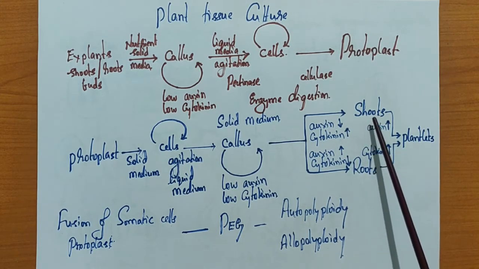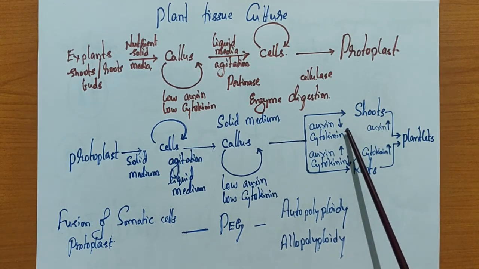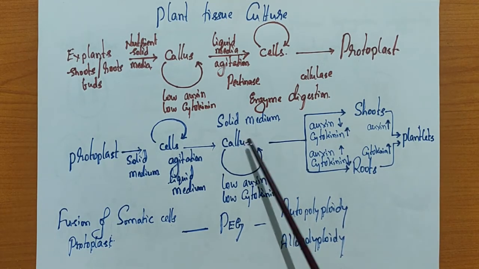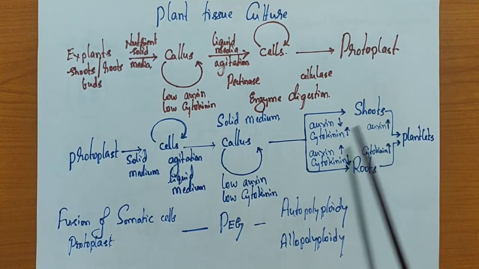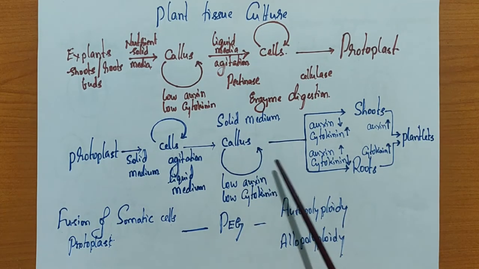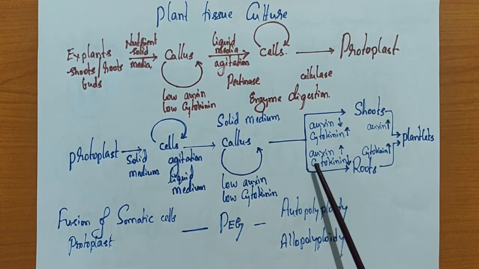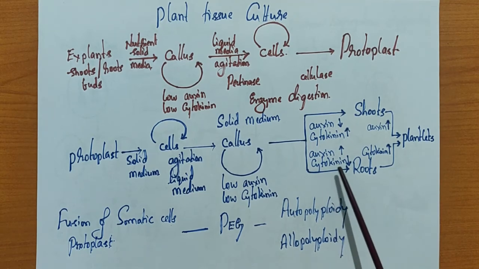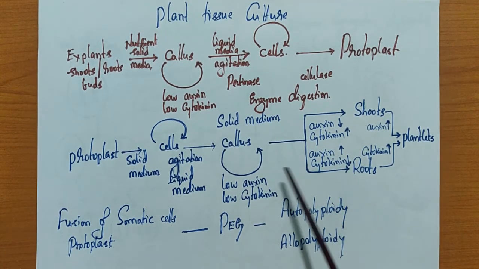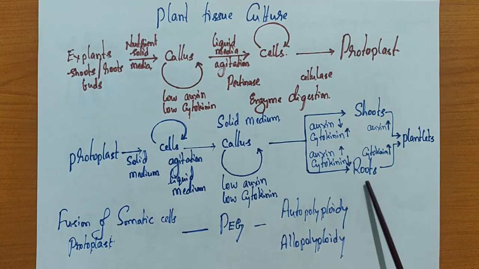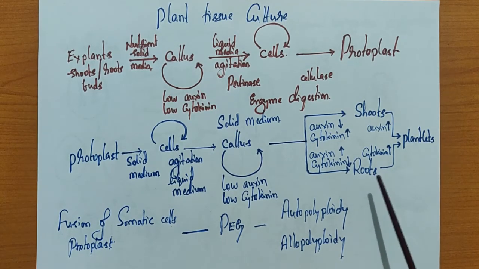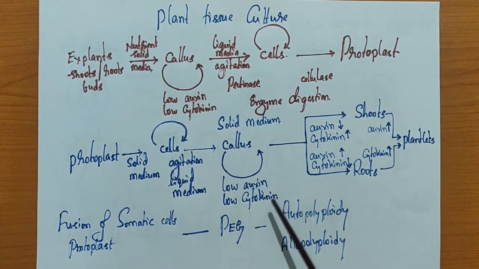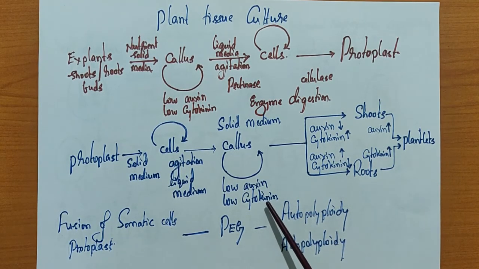Shoots are going to be developed under a high concentration of cytokinin and a low concentration of auxin. So now here the callus has shoots in it. On the other hand, if you take the same callus cells under an increased concentration of auxin and a low concentration of cytokinin, this particular callus does develop roots. So now you understand that for the development of roots, auxin is important. For the development of shoots, cytokinin is important.